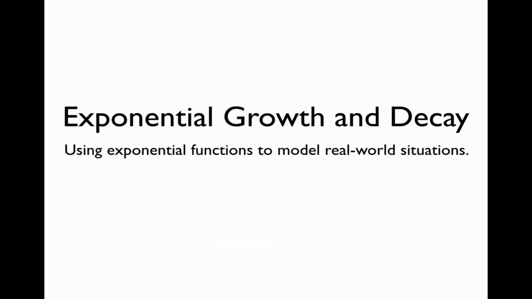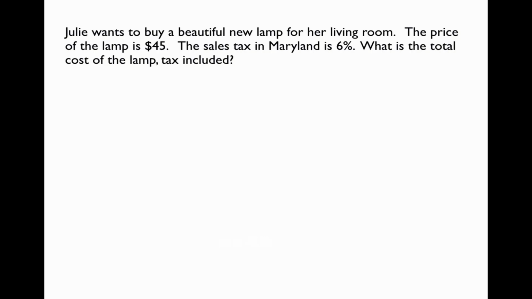All right, so we're going to now build a model for exponential growth and decay, and we're going to use these functions to model real-world situations. So you may remember this from class. Julie wants to buy a beautiful new lamp for her living room. The price of the lamp is $45. The sales tax in Maryland is 6%. So what is the total cost of the lamp with the tax included?